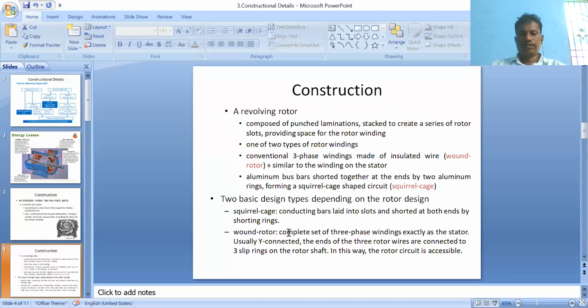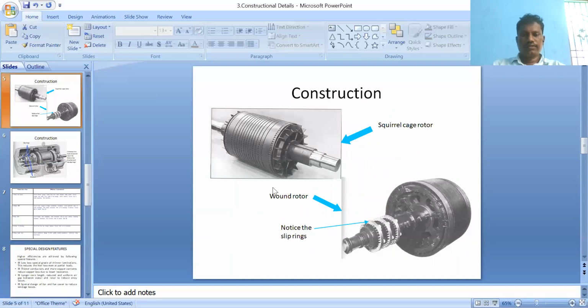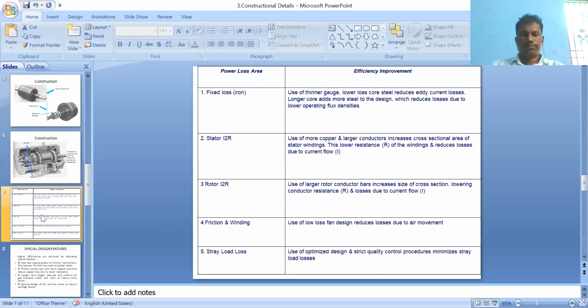In the wound rotor, there is a complete set of three-phase windings exactly like a stator, normally star connected. The ends of the three rotor wires are connected to three slip rings on the rotor shaft. In this way, the rotor circuit is accessible. Here the construction diagram is represented for the squirrel cage and the wound rotor, or slip ring rotor.